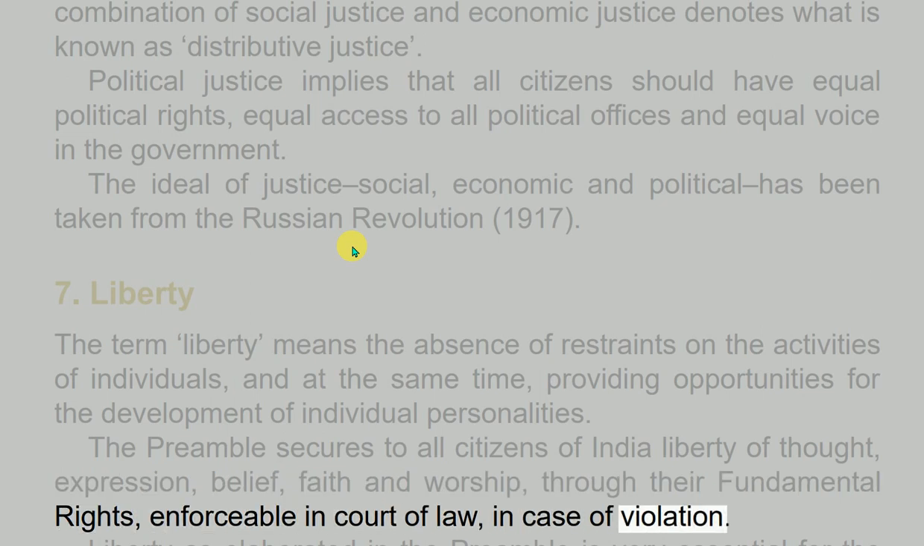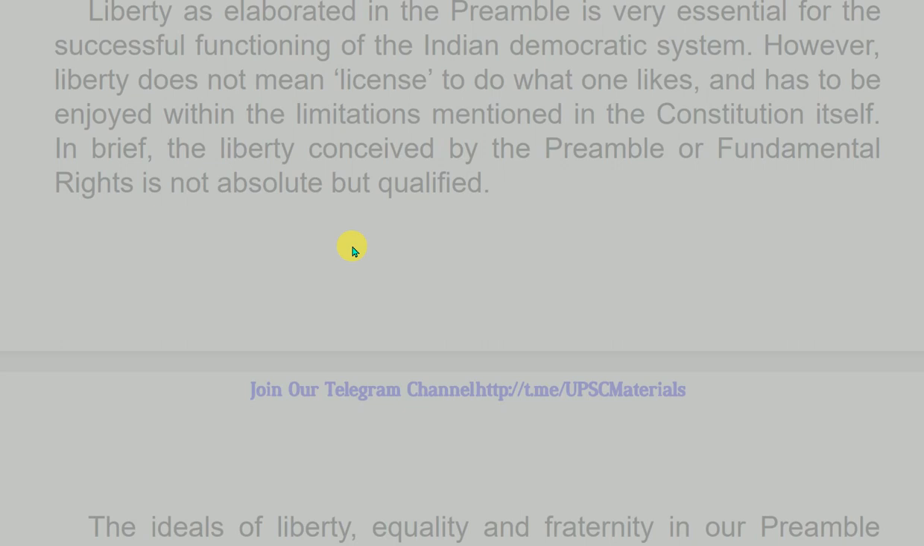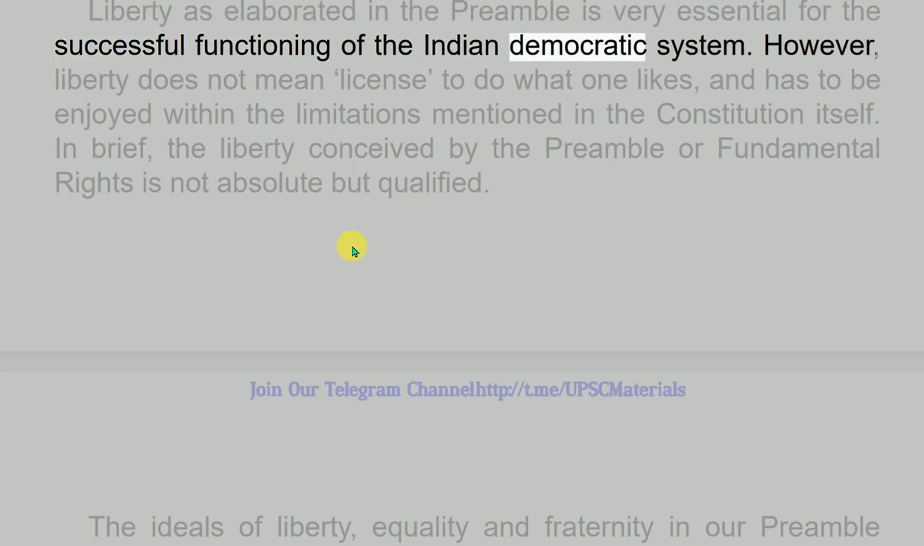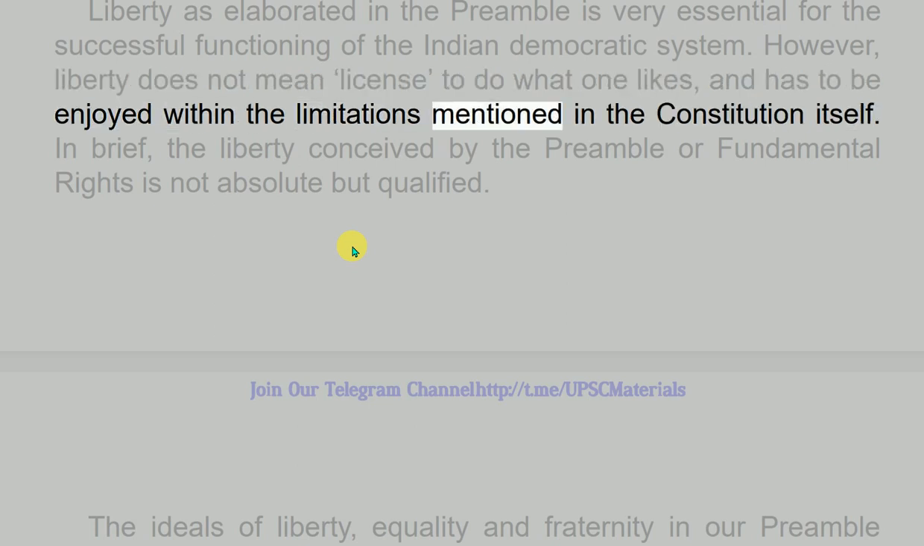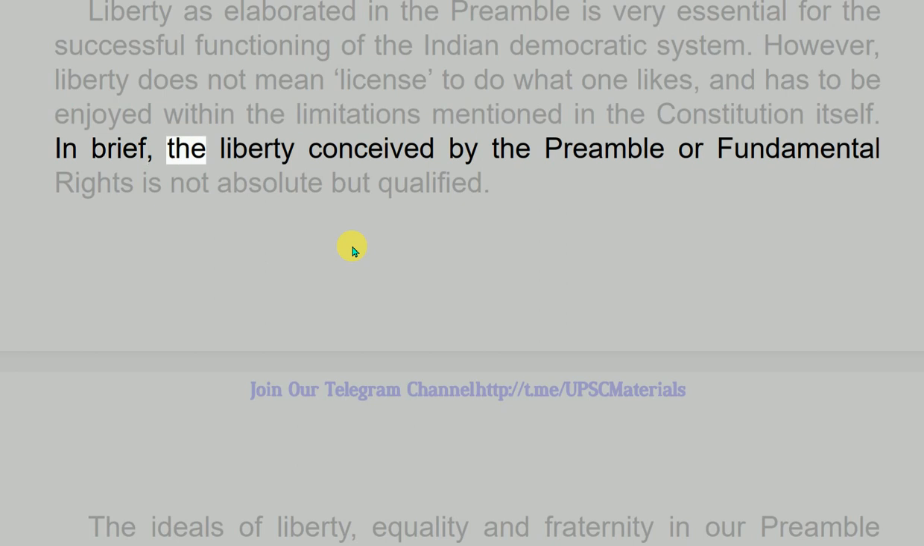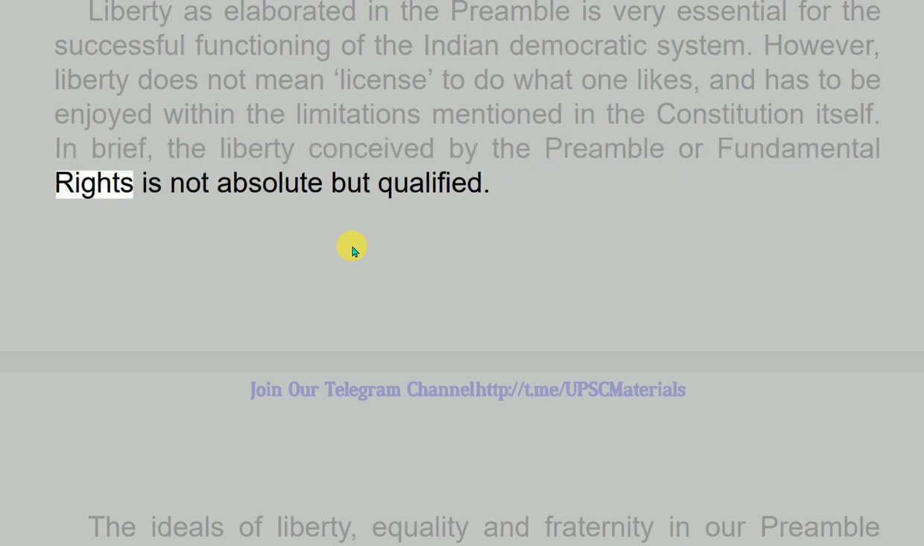Liberty as elaborated in the preamble is very essential for the successful functioning of the Indian democratic system. However, liberty does not mean license to do what one likes, and has to be enjoyed within the limitations mentioned in the Constitution itself. In brief, the liberty conceived by the preamble or fundamental rights is not absolute but qualified.